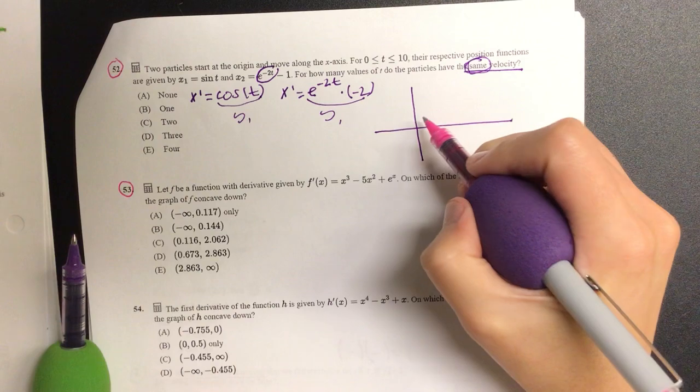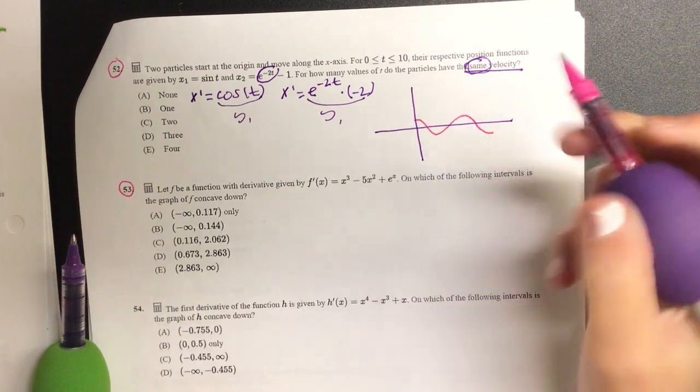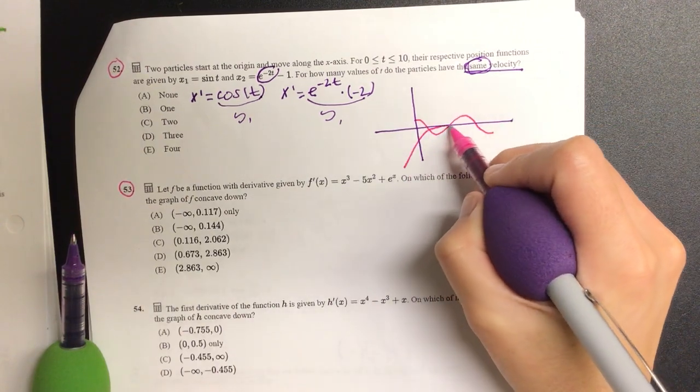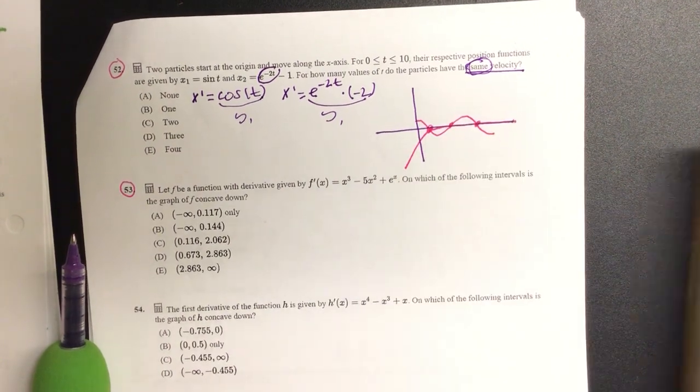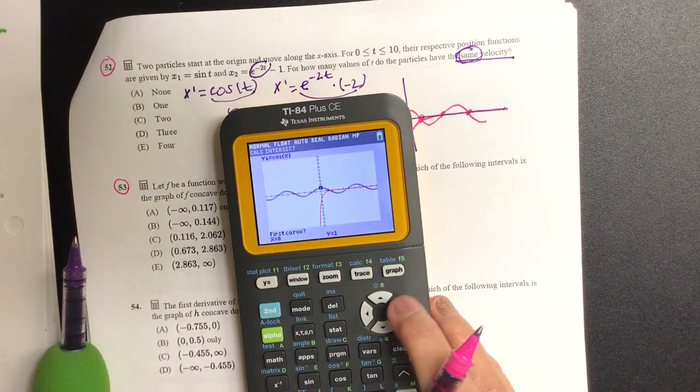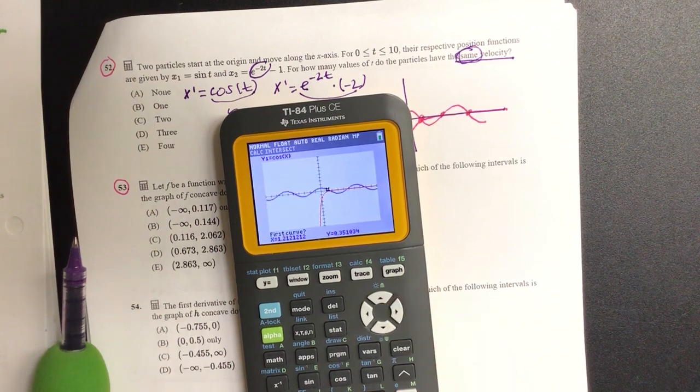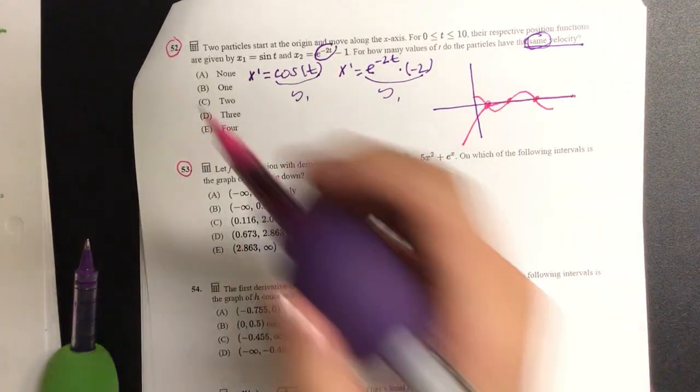So the graph is going something like this. And then the other one is going something like this. And I want to figure out what numbers these are. So we have the second count, 5. We don't need the numbers up. How many? 3. Boom.